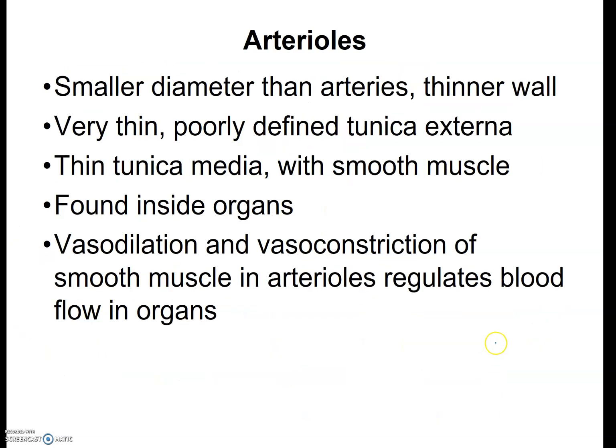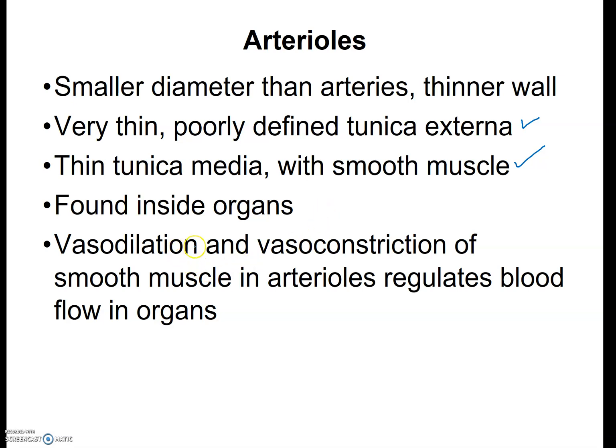The arterioles are much smaller, with thinner walls. There's a much more poorly defined tunica externa. The outside, there's still connective tissue there, but the blood pressure is lower here. And so what you have is a situation where you don't have to worry about as much blood going through these arteries, so they don't have as much tunica externa there. They do have tunica media, and you're typically going to find these arterioles inside of organs. So the organ tissue itself helps protect the outside of the blood vessel.